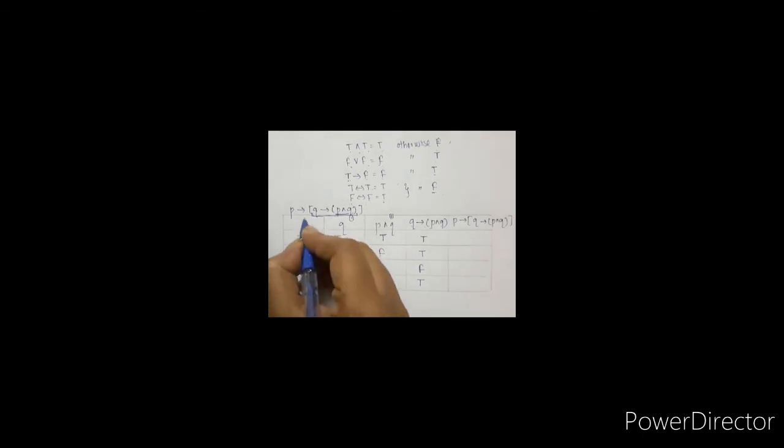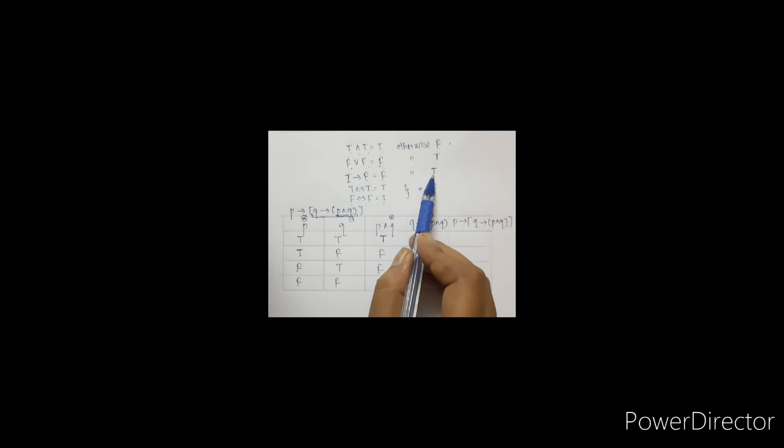So what we have here is P implies (Q implies P and Q). So we have P, this is our P, and Q implies P and Q is this column. So we have to compare this with this, again using implication only. In case of implication, if first is true and second is false, then only it is going to be false, otherwise for all other cases it will be true.